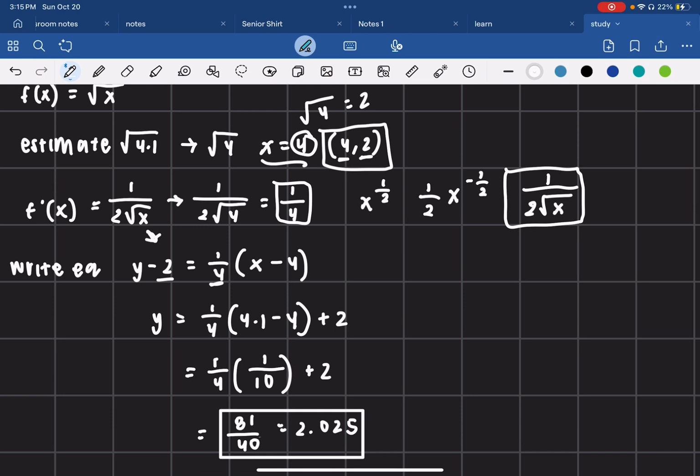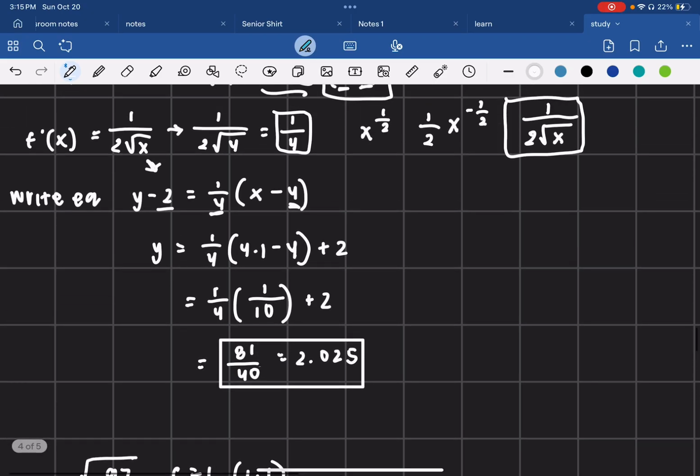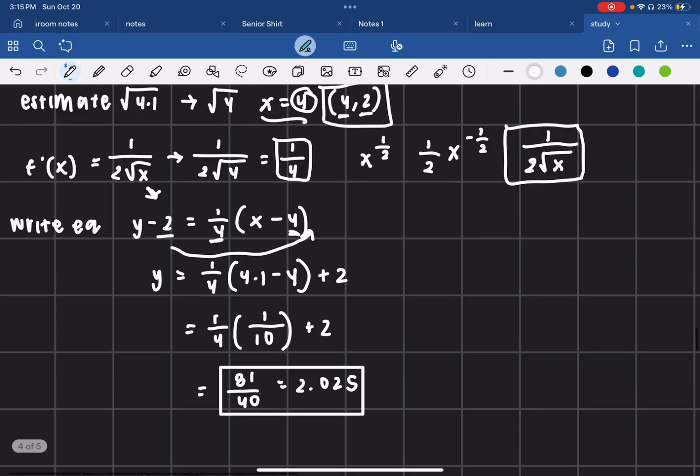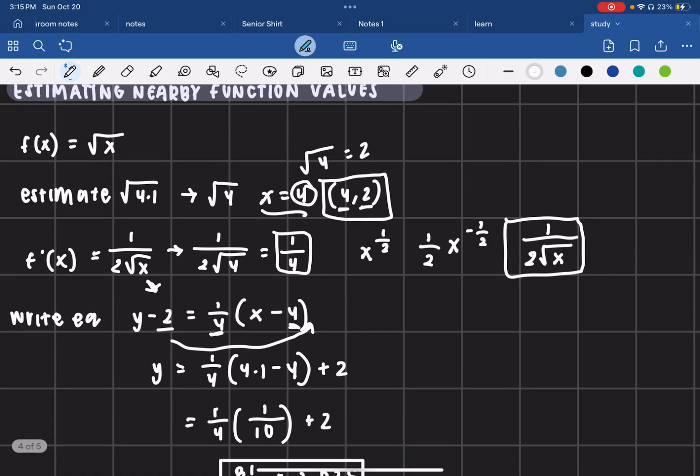Then you have x minus 4, so your 4 is your x value, and that's basically how you do a point slope form equation. This one we're not going to put into points or into slope intercept form. We're actually just going to bring the 2 over to the other side, and we are going to replace the x with our starting value of x, which would be 4.1.